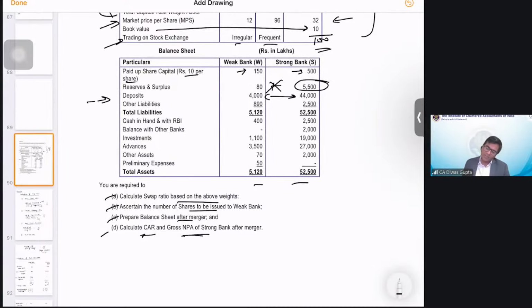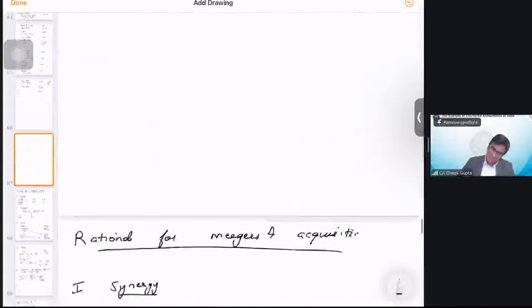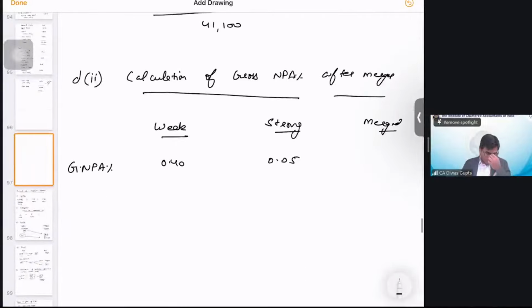What we have given, right? So 3,500 and 27,000 is the value of their advances. Yes, loan given by them. Correct. So this becomes 3,500 and this becomes 27,000. These are the advances, and in totality it becomes 30,500. Okay.